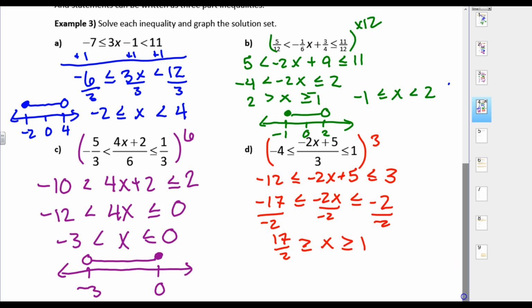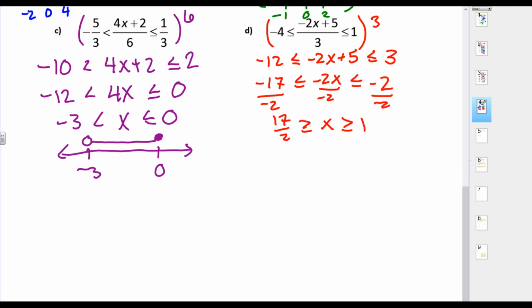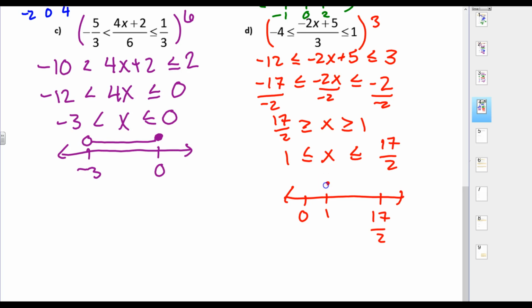I'm going to rewrite this in least to greatest format because it just is a little bit nicer to look at that way. So it becomes 1 is less than or equal to x, which is less than or equal to 17 over 2. So when I graph this solution, 0 is not even in between them, but a 0, 1, 17 over 2. I've got a closed circle on 1, closed circle on 17 over 2, and we shade in between.